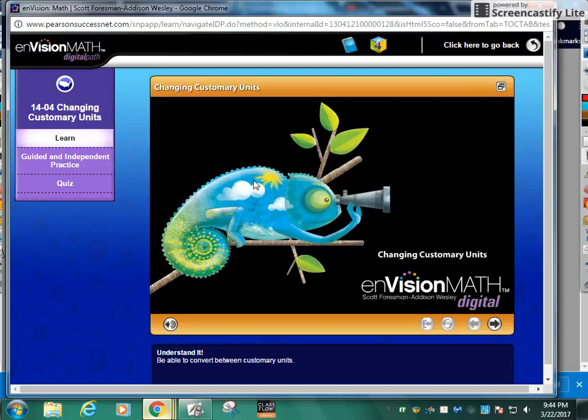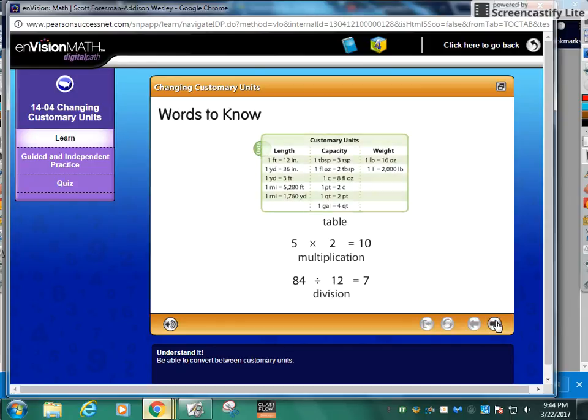Alright guys, this is 14-4. It's pretty simple, but you just need to be careful when you're changing your units. This is using just customary units, so just the units that the United States uses. But you need to know how to change them. I suggest you screenshot this chart right now because you will use it constantly throughout.